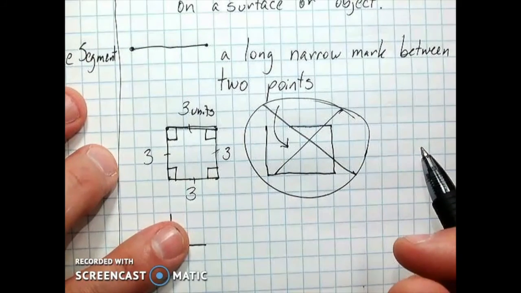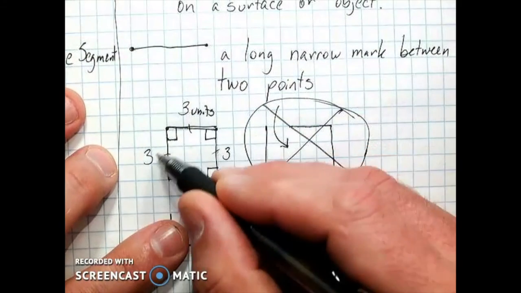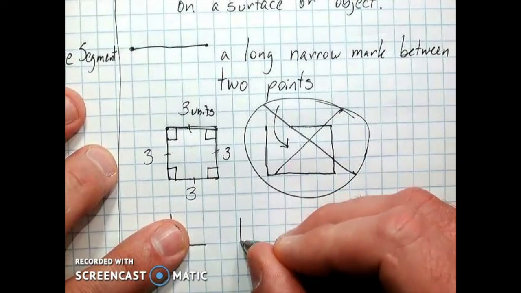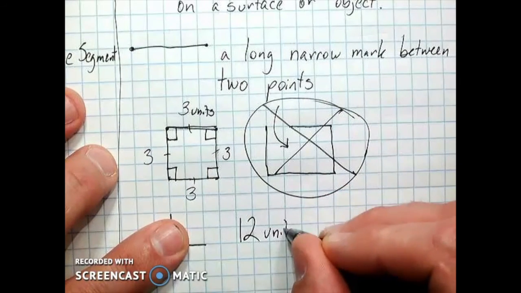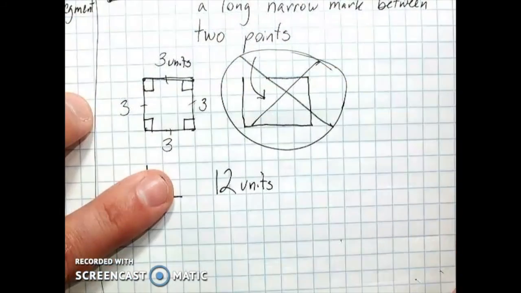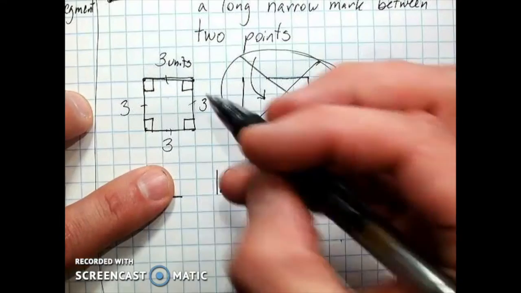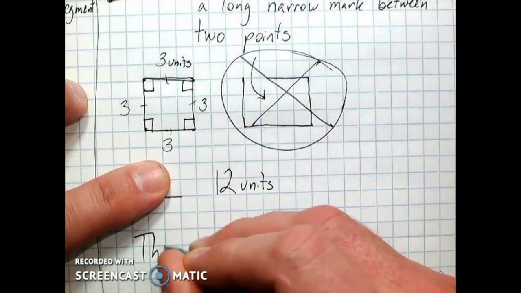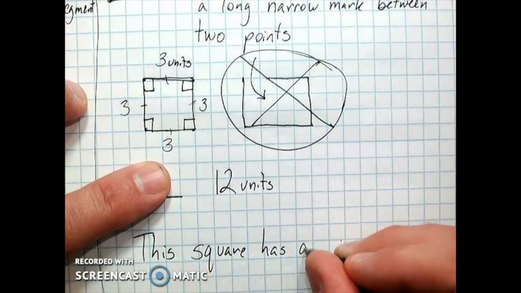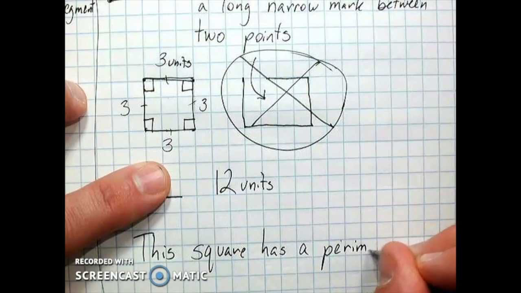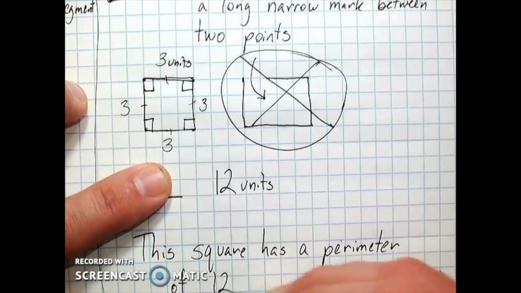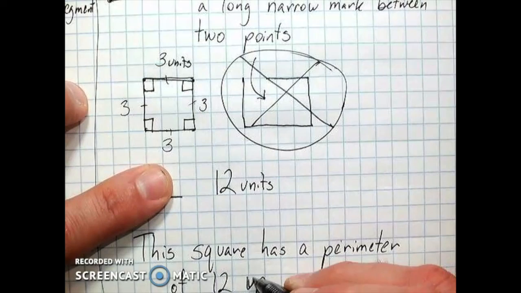Okay, in a square, you can even use multiplication. 3, how many times? 4 times. So 3 times 4 equals 12 units. 12 units. So if we want to use this in a mathematical sentence, we could say this square has a perimeter of 12 units.